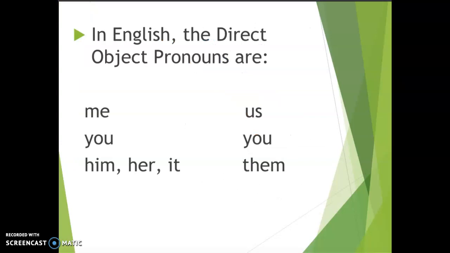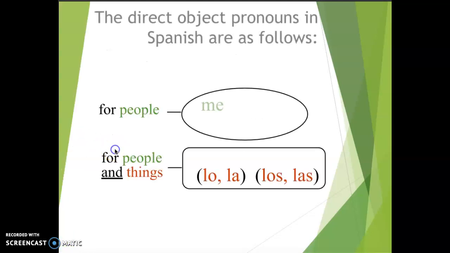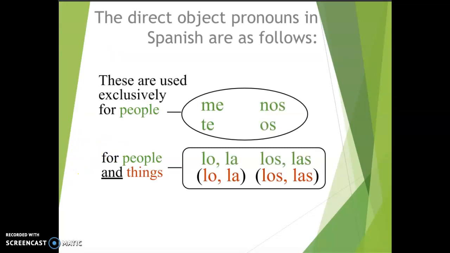Here in English, the direct object pronouns are me, you, him, her, or it, us, you, or them. In Spanish, we have pronouns that are used exclusively for people, and then we have those that are used for people and things. The ones that are exclusively used for people are me, te, nos, and os. Me, te, nos, and os.